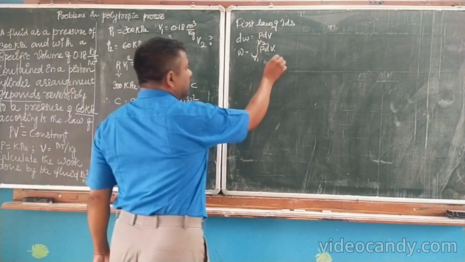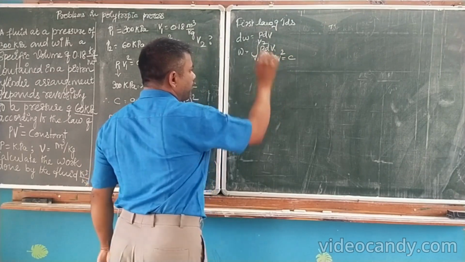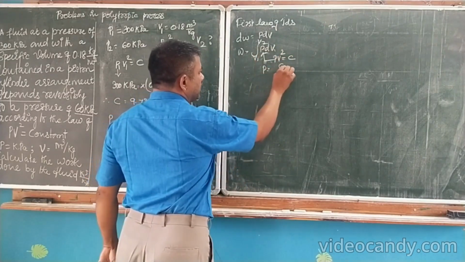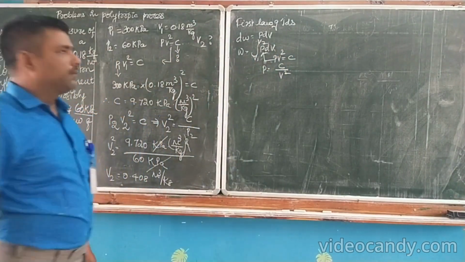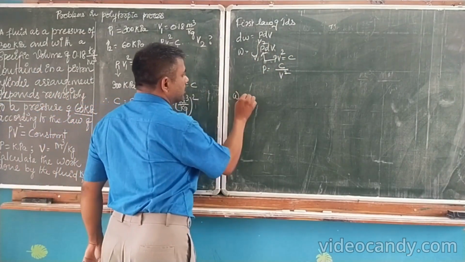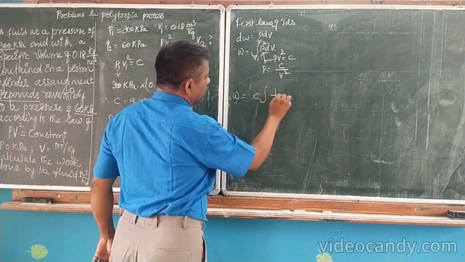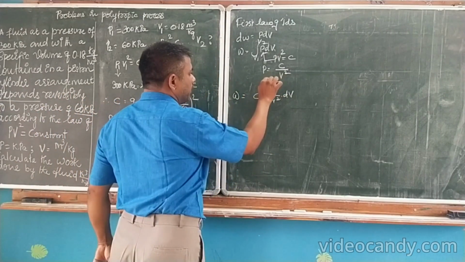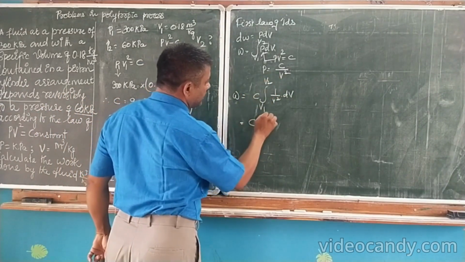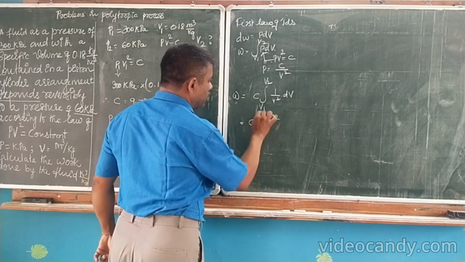From the law, that means PV square is equal to C, it will give the value of P. So P is equal to C divided by V square. So W is equal to constant integral 1 by V square into dV, limit V1 to V2. This equation can be written like this: V power minus 2, integral V1 to V2.